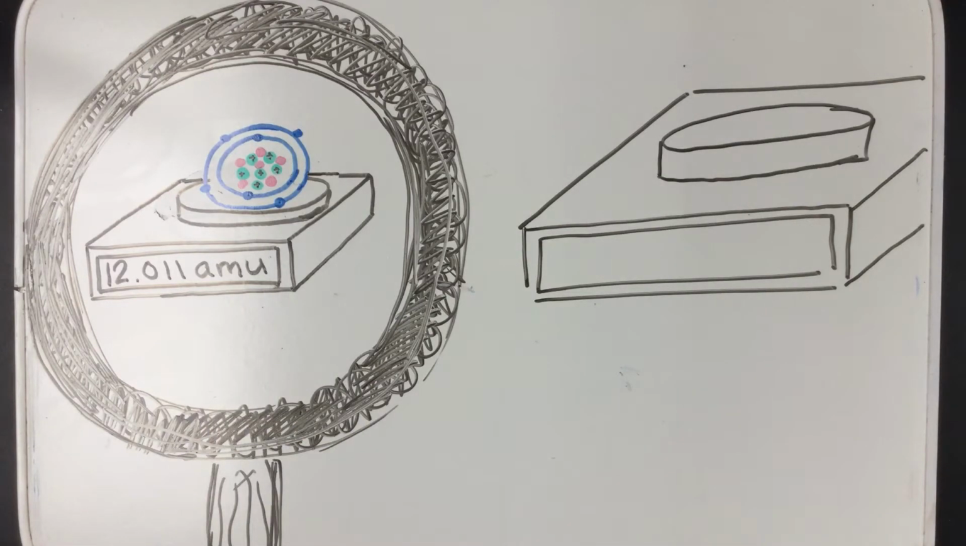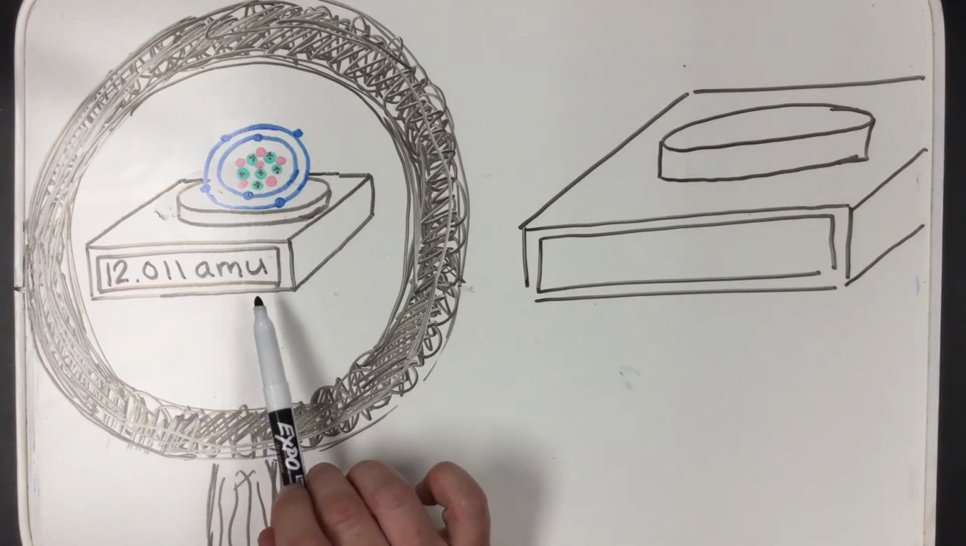Now we do know that no single atom of carbon actually has a mass of 12.011 AMUs, but it is the average, or the weighted average, of the atomic mass of all of the atoms of carbon. We are going to use this average atomic mass in our discussion today.